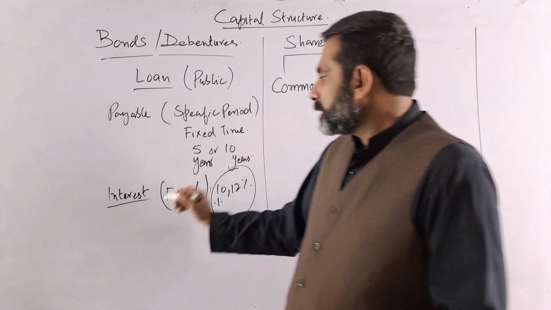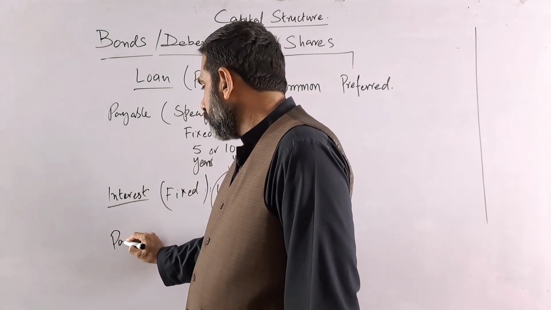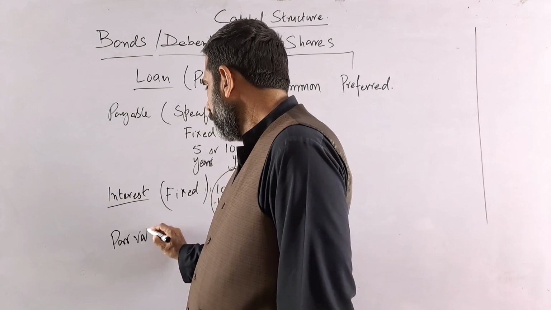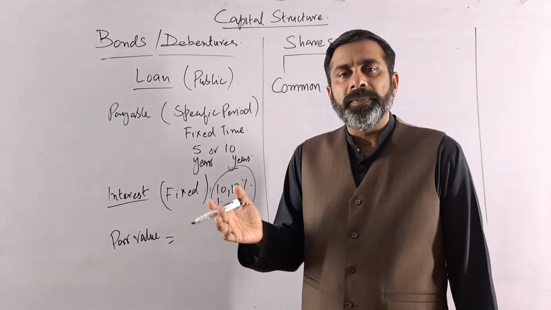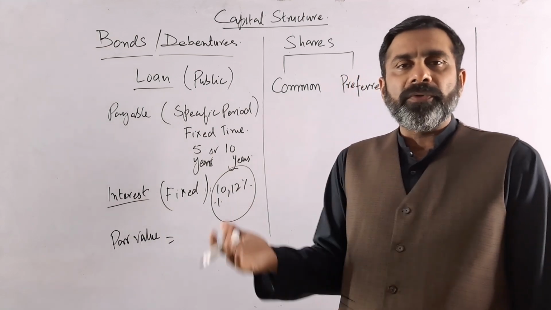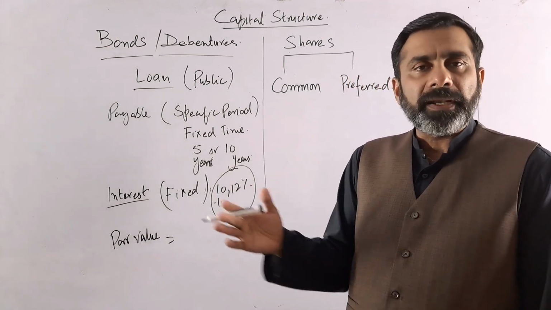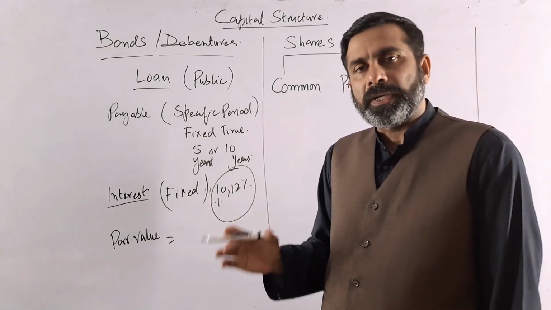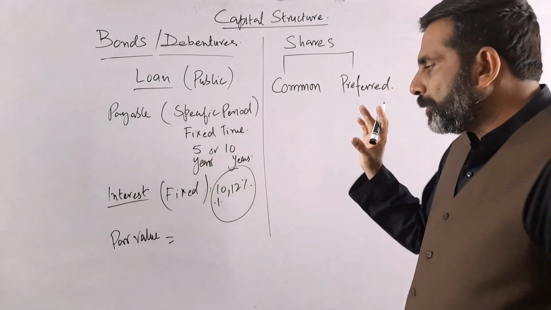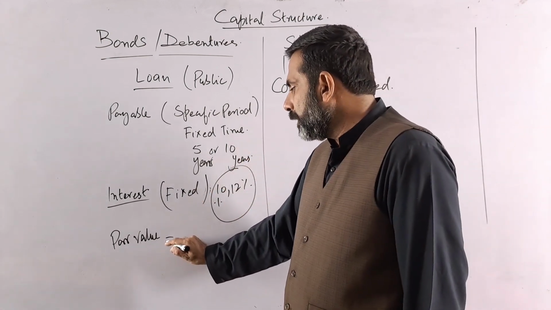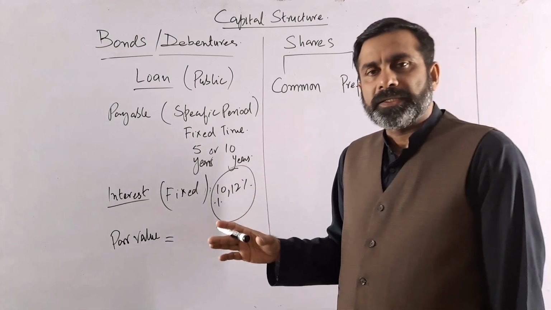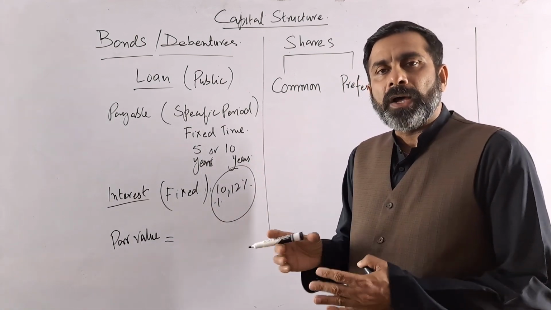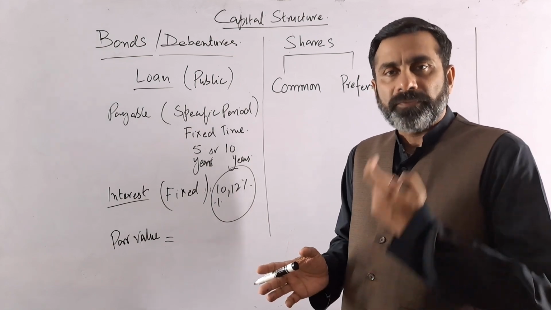The next thing is that, again like shares, bonds have a par value. Par value can be $100, $500, or $50, depending on the loan you are issuing. Again, like shares, the par value is the approved value that the government or the SECP, the Securities and Exchange Commission, allows for the bond.